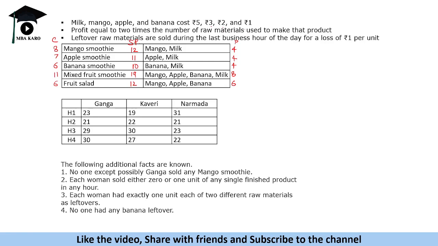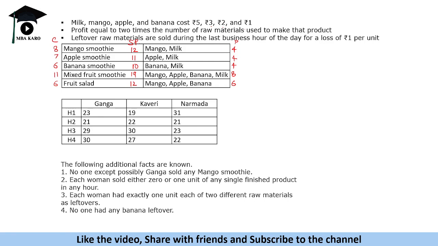Okay, now let us look at the table and the conditions. No one except possibly Ganga sold any mango smoothie. So only Ganga could have sold mango smoothie. Kaveri and Narmada did not. Okay. Each woman sold either 0 or 1 unit of any single finished product in any hour. So they sold only 0 units or 1 unit of it. They cannot sell multiple units of the same product.